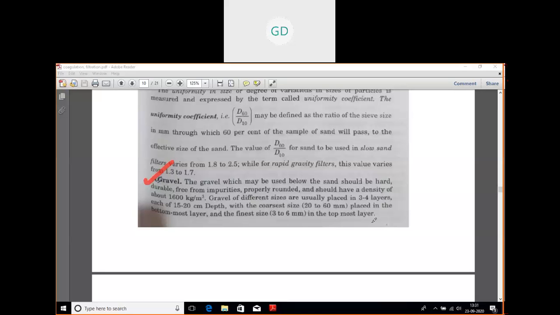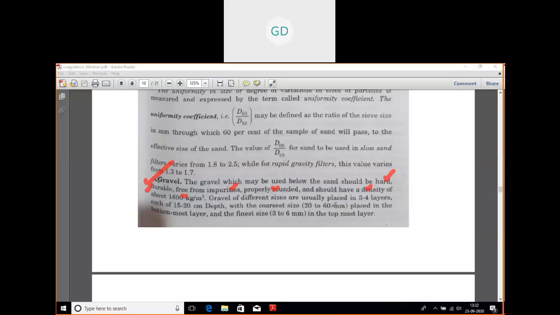So the gravel which you will be using should be hard, durable, and free from impurities. Then again it should be properly rounded also, and it should have a density of about 1600 kg per meter cube. You can write all these points point wise. Here it is written as sentences, but you can make these properties point wise.